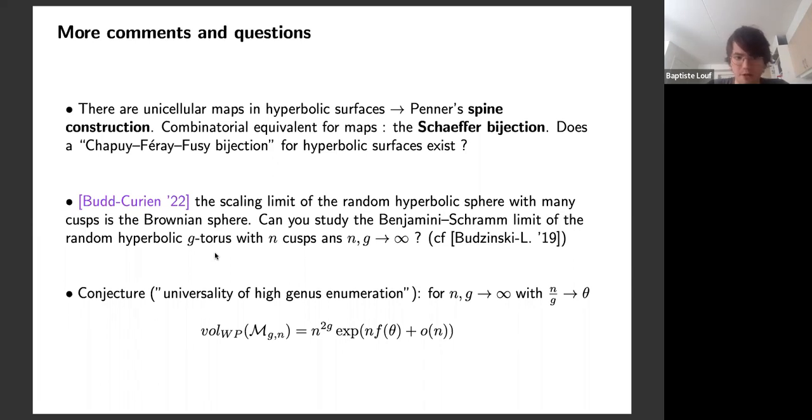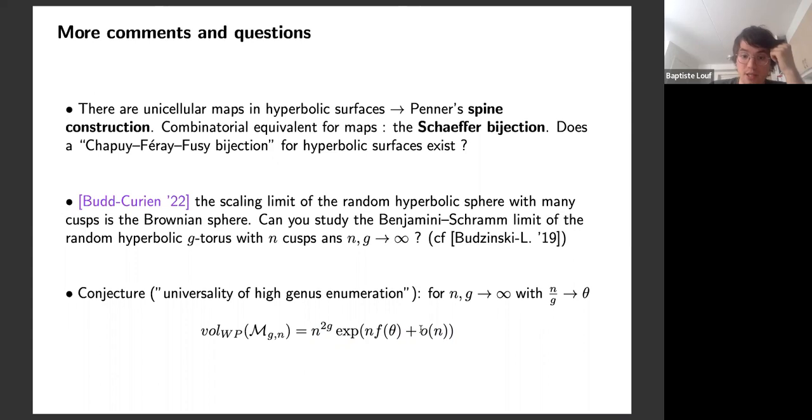And finally, a bit of enumeration for those of you who like enumeration. With Thomas, we also proved some first step towards asymptotic enumeration of high genus maps. And we proved that the number of triangulations of genus G and size N, when N and G go to infinity, behaves like so. This is not an asymptotic equivalent because it's up to sub-exponential terms. So it's N to the 2G, exponential of N, times a function of the ratio N over G.